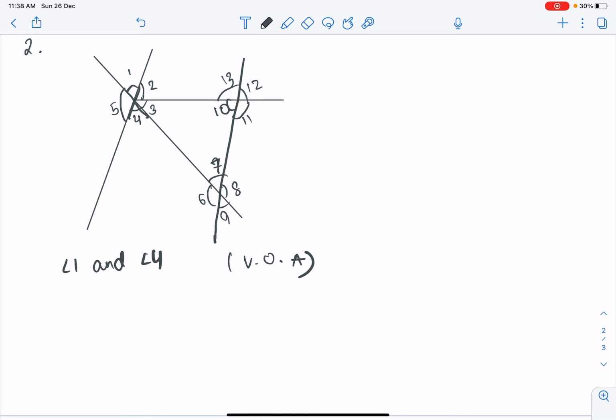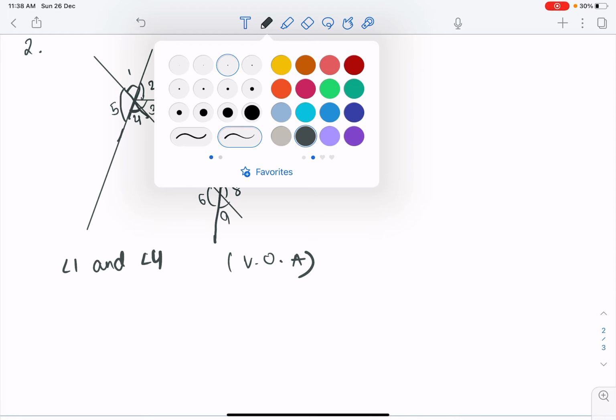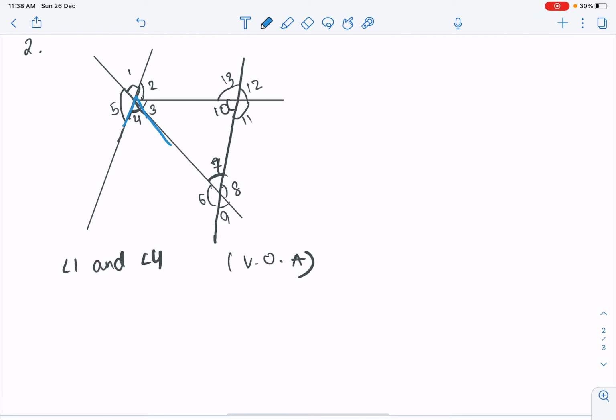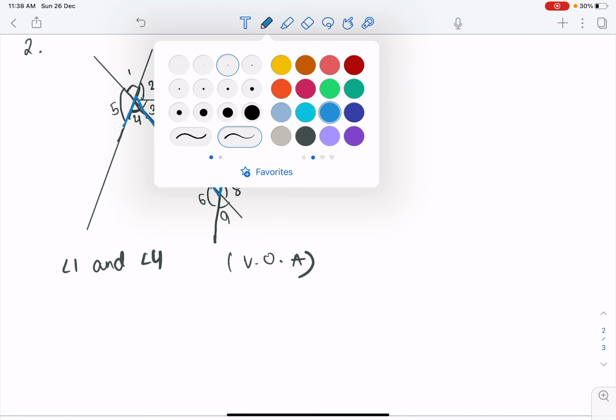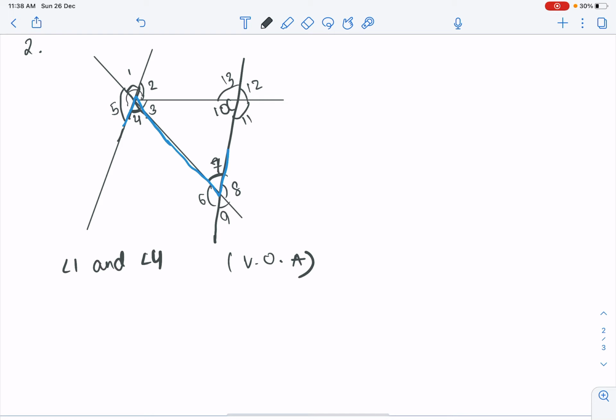Okay. Then angle 4 and angle 7. This is your 4. This is your 7. You can see that they are forming a Z shape. Right? Like this and like this. That means they are alternate angles. Right? And they are interior. You can see they are not outside. They are inside. So you'll write interior alternate angles. Similarly, you can solve all the parts.